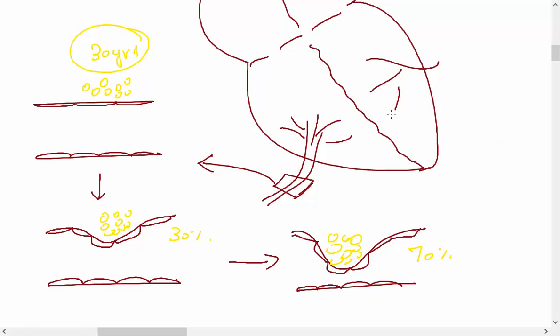Okay, what they do is, when there is a block forming, the heart receives less blood supply, right? So the heart receives less oxygen. So the heart will tell the other side artery to give some branch. Understand? They'll tell the other side artery to give some branch.